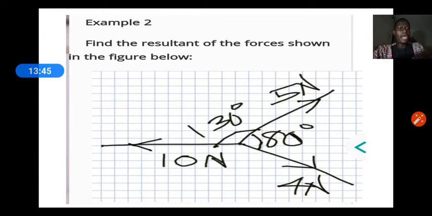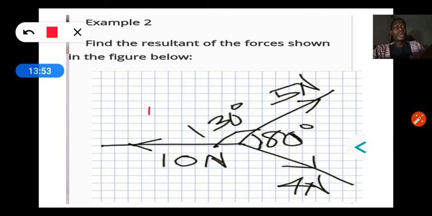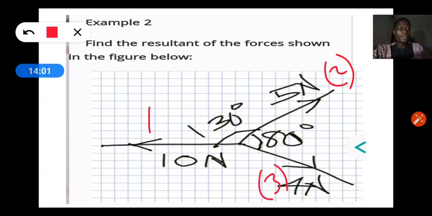So this time around, I have three forces. Force one, the second, then the third force. Let's see how we are going to resolve each of those forces to the horizontal, and we now sum. Then we also resolve each of the forces to the vertical, and we also sum. That's how to do it. After resolving to the horizontal, you add up. Then after resolving to the vertical, you also add up.